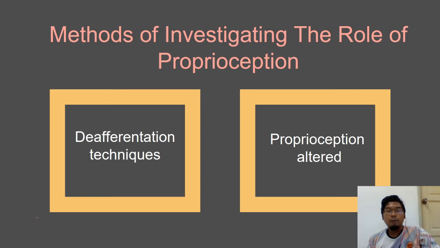Hi, I am Ahmad Zaim, the third presenter for this group. For my part, I'm going to talk about the methods of investigating the role of proprioception. There are two methods. The first one is the deafferentation techniques, and the second one is proprioception altered.